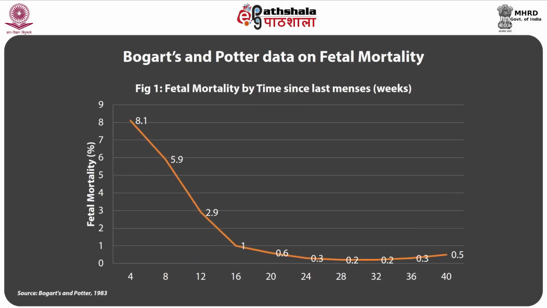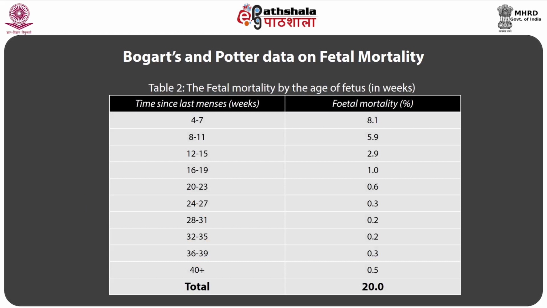You can see figure number 1, Bongaarts and Potter data of fetal mortality: fetal mortality by time since last menstrual period. Here is fetal mortality by percentages. It declines gradually from 8.1 up to 16 weeks of menstruation, to 0.5 at 40 weeks of menstruation. This is the table which gives the fetal mortality by age in weeks. Time since last menstruation is given, and then fetal percentage mortality is given.